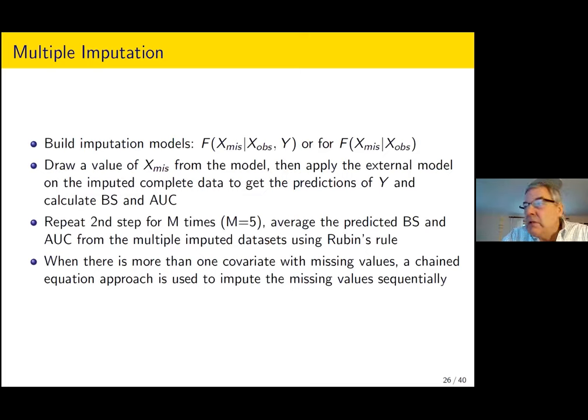Then you analyze each one separately, and there are pretty simple rules for combining them to give you the final estimate and standard errors. It gets more complicated if you've got more than one variable missing. We've just implemented what's called chained equations, where you impute the variables one at a time.